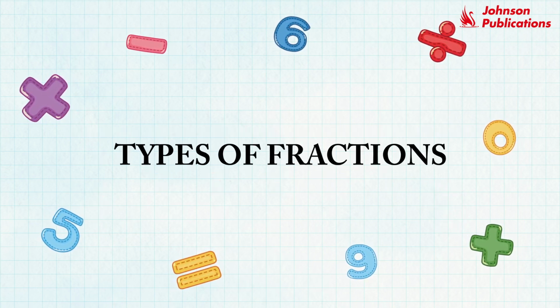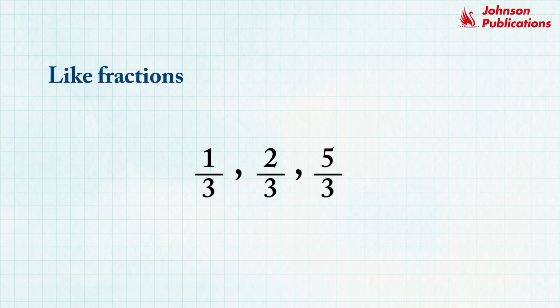Types of fractions. Like fractions. Like fractions are the fractions that have the same denominators. For example, 1/3, 2/3, 5/3. Unlike fractions are the fractions that have different denominators. For example, 5/7, 6/5, 7/3.